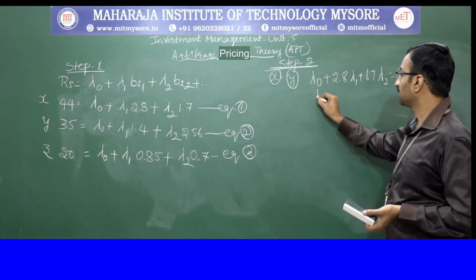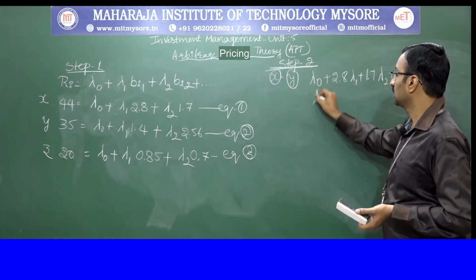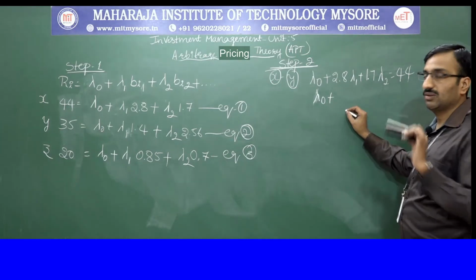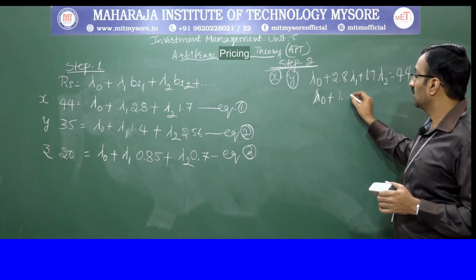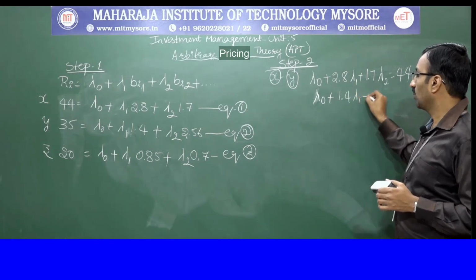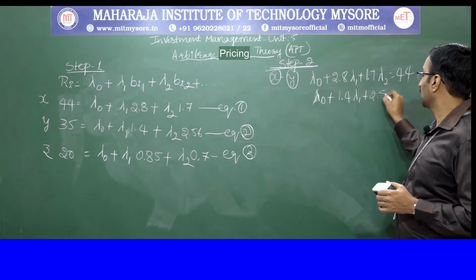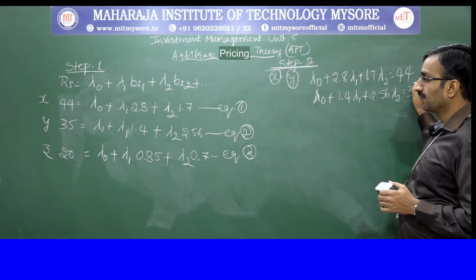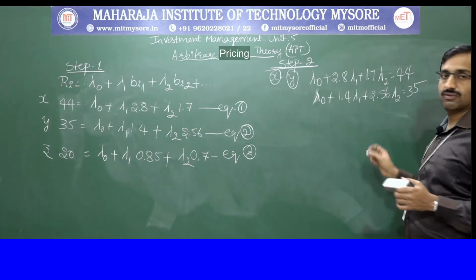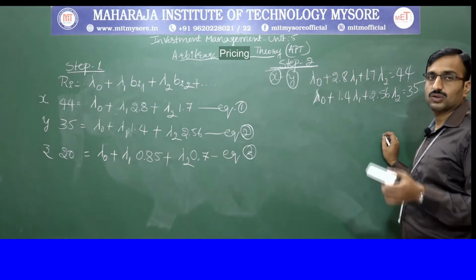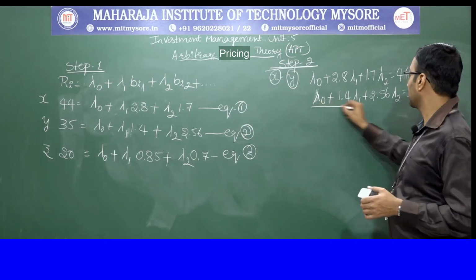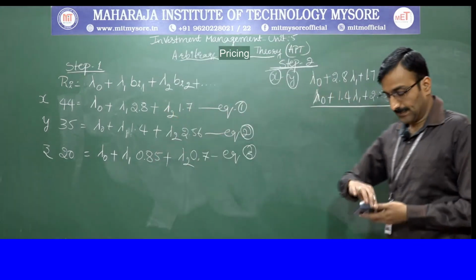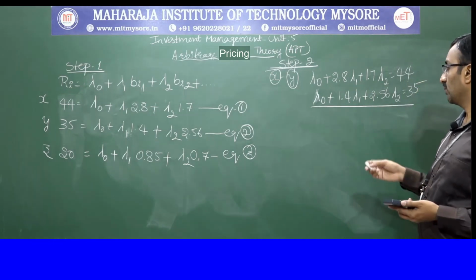Okay. So then lambda naught plus, the second one, whatever we have for y, that is 1.4 lambda 1 plus 2.56 lambda 2 is equal to how much? 35, we have considered. So, you go with x minus y. Doing x minus y, how much will we get? So, we have to subtract this.